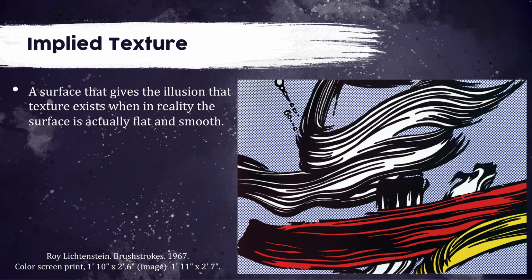Then we talk about implied texture, right? So implied texture is the illusion that texture exists when in reality the surface is actually smooth, right? And that's some of the things we're going to explore with our assignment. So we have here these dot patterns and brush strokes that imply different textures, right?